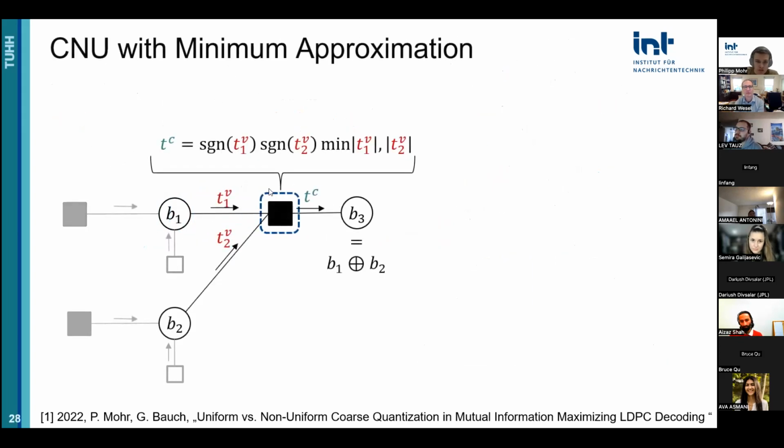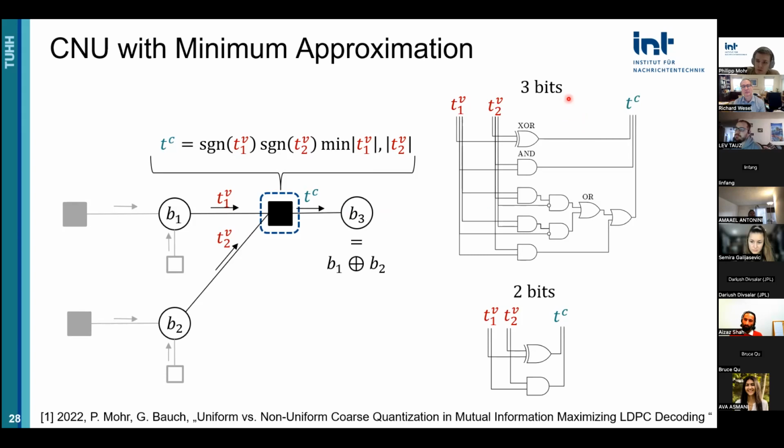At the check node, we assume here the minimum approximation because we saw that it gives very low complexity, and the minimum approximation is very simple to compute. Just take the product of signs and the minimum of the 2 input magnitudes in this case here. And we also came up with hardware implementations using logic gates. So you can see that if we use 3 bits, the minimum approximation updates can be realized by using 9 logic gates.